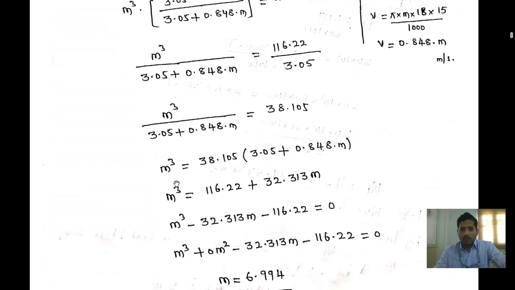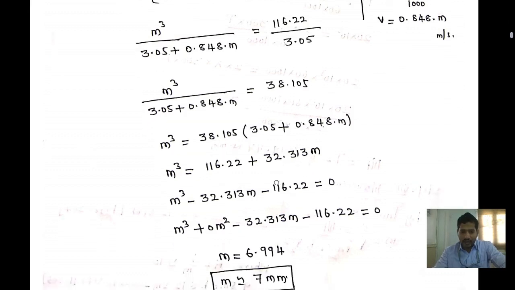Then this m cube, just cross multiply over here: 38.105 in bracket, you have 3.05 plus 0.848 module. You just need to multiply this value 38.105 into 3.05, then you will get the answer 116.22 plus 38.105 into 0.848, and you will get 32.313 module.